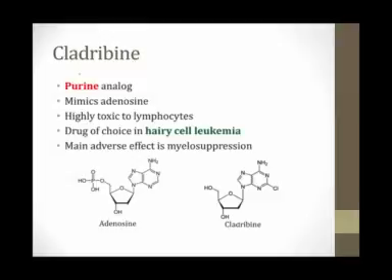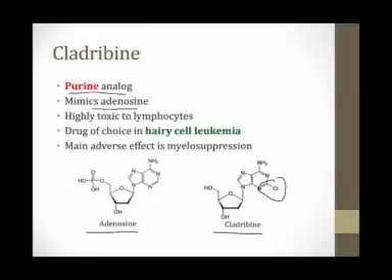Our next drug is clozapine, which also functions by mimicking the structure of nucleotides. In this case, clozapine is a purine analog. It mimics the structure of adenosine. Shown at the bottom left side of the screen is the chemical structure of adenosine. You can see that clozapine looks very similar, but for a chloride atom at this position.